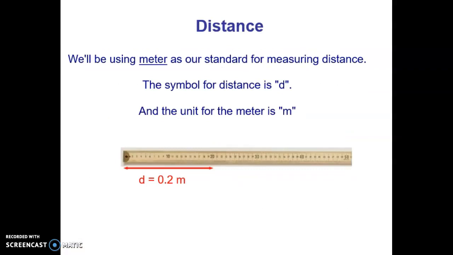Whenever we use distance in an equation in physics, it's going to be represented with the letter D. So distance is D. And when we measure distances, they're going to be measured in the unit meter, which is represented by the symbol M. So distances D are measured in meters M.